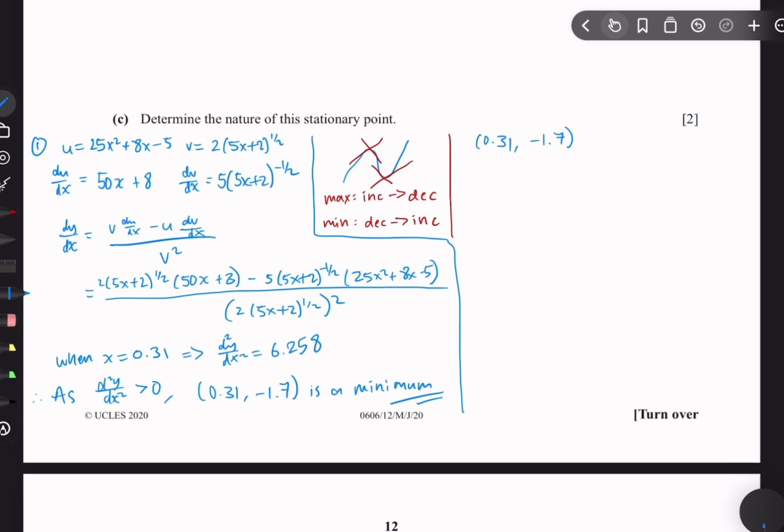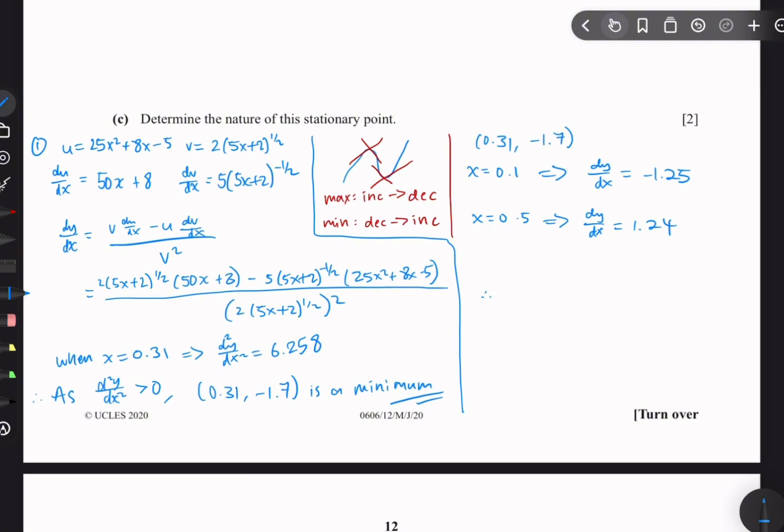So for the points before 0.31, it will be less than 0.31. So I can take x is equal to 0.1 and then find the dy dx, which will be minus 1.25. And then to find the points after 0.31, I can take 0.5, just any value that is more than 0.31. And the gradient will be 1.24. So the gradient on the left is minus 1.25, but the gradient on the right is 1.24. So the gradient is actually decreasing then increasing. So this shows that 0.31 and minus 1.7, this coordinate is the minimum point. And this proves our first way is actually correct as well.